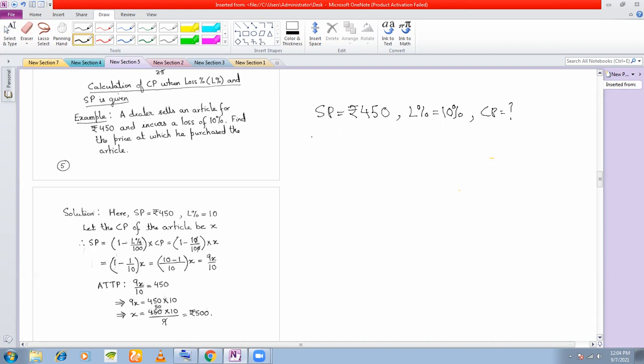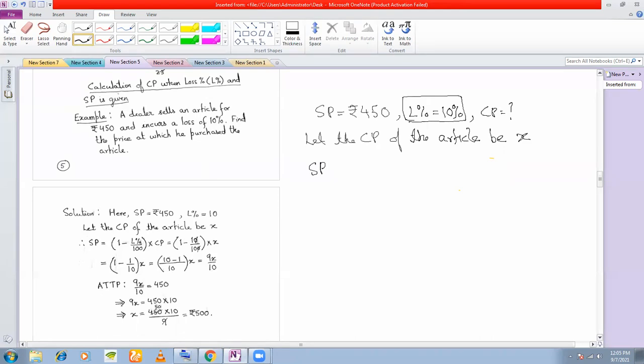Okay, so how do you find out? Again, the same thing. Let the cost price of the article be X. So when we have to find cost price, we always let cost price to be X. Whenever selling price is given, this is the way you will find out the cost price. Okay, but you will also have to see whether profit or loss is given. Okay, so cost price of the article be X.